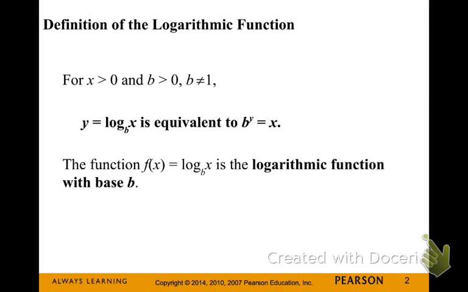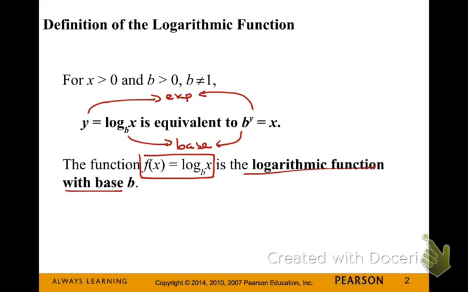The definition of a logarithm function. So for x greater than 0 and b greater than 0, where b is not 1, we get that y equal to log base b of x is equivalent to b to the y power equal to x. So in this case, the base b of the exponential would be the same base of the log. But notice here that our logarithm is always equal to the exponent. So a log is just going to be the same thing as saying, hey, the base to what power is x? The function f of x equal to log base b of x is the logarithmic function with base b.